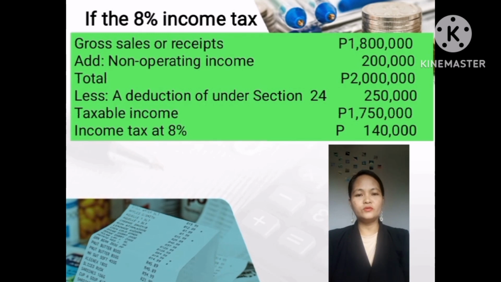So sa ating module sa illustration, yung individual taxpayer ay merong gross sales receipts na 1,800,000 pesos. Then, i-add natin ang kanyang non-operating income na 200,000 pesos. Ang total niya ay 2 million pesos. Then, i-less natin yung 250,000 under section 24. Ang magiging taxable income niya ay 1,750,000 pesos. Dito tayo kukuha ng 8%. Kapag dinompute sa ating calculator, ang 8% ng 1,750,000 pesos ay 140,000 pesos.